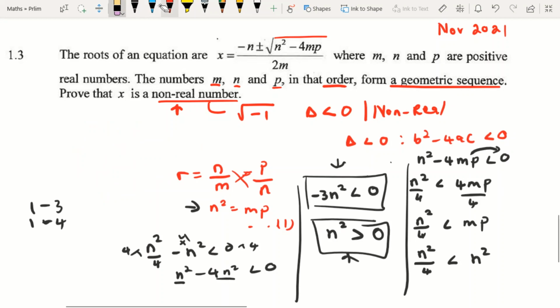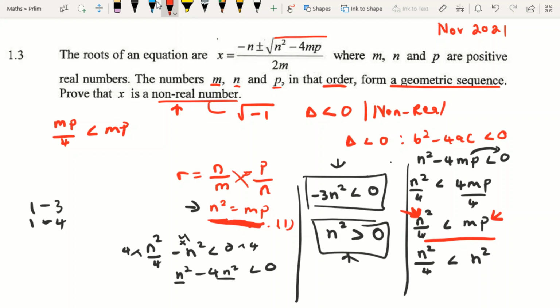Instead of substituting, see we had this equation here, and we also had this equation. Instead of substituting n squared, you can substitute mp here, right? So remember, n squared is equal to mp. So here I'm just going to put in mp. It's going to be mp over 4 less than mp, multiplied by 4 on all sides, you have mp less than 4mp. Take the mp to the other side, you have mp minus 4mp less than 0.